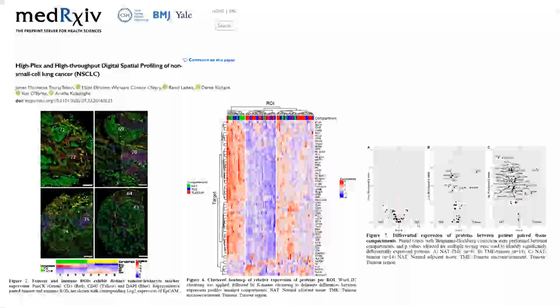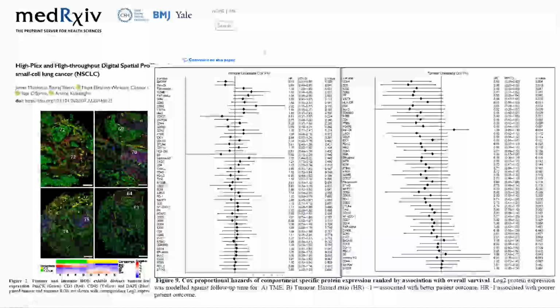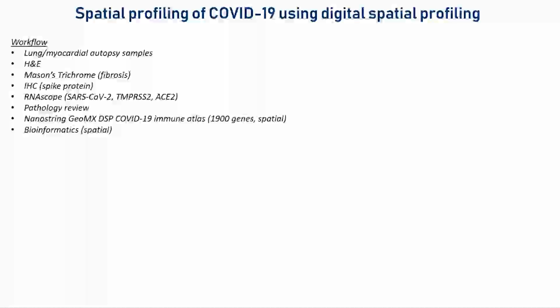And what was interesting was that we could see now the markers that are associated with progression, and you could see the markers in the immune compartments that were associated with the worst outcome, and those in the tumor that were associated with a better outcome.